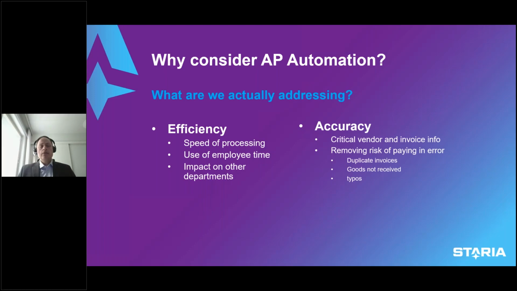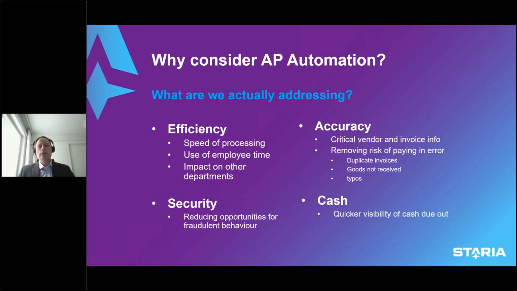The third bullet point that we want to highlight here is the security side. Of course, with this kind of AP automation solution, we want to reduce the opportunities for fraud and misbehavior. So that is something that we want to highlight here. And as a final one, cash. With AP automation, you should have quicker visibility of cash due out and improved cash flow forecasting capabilities.